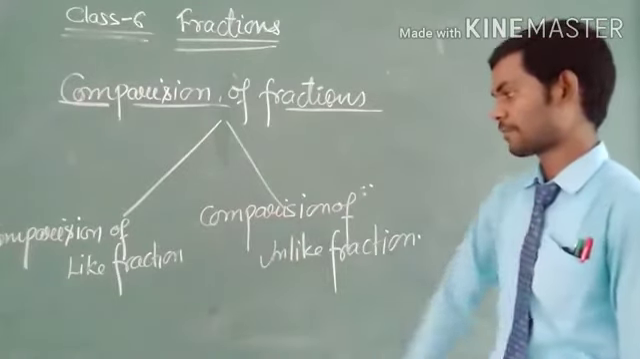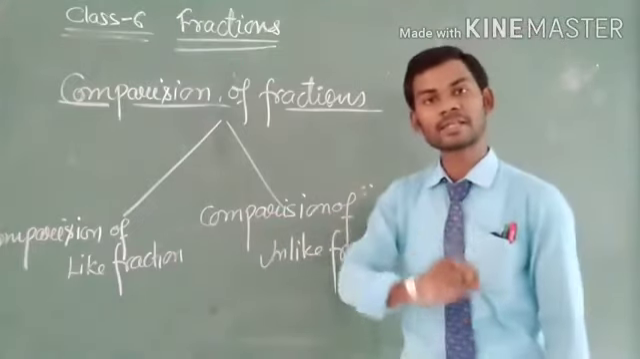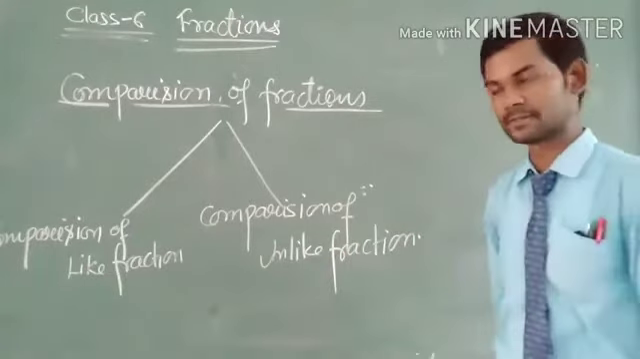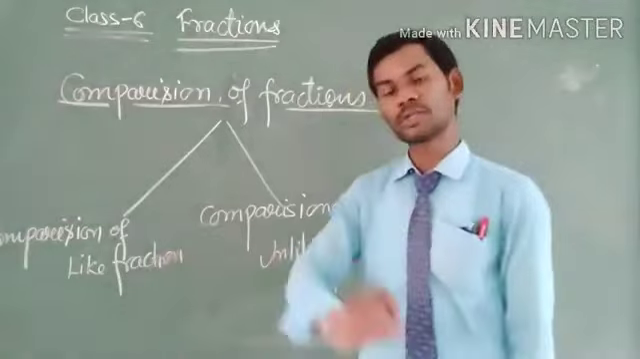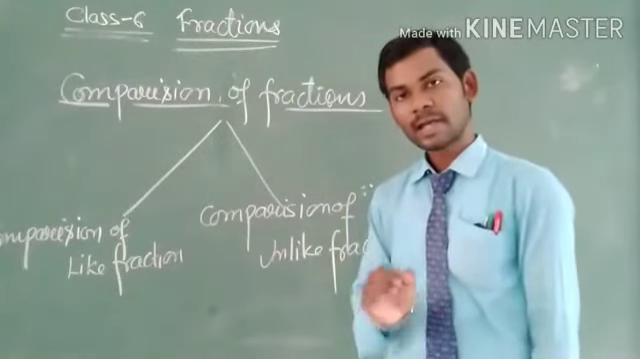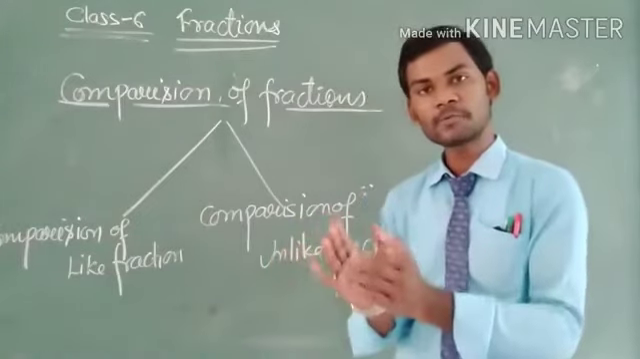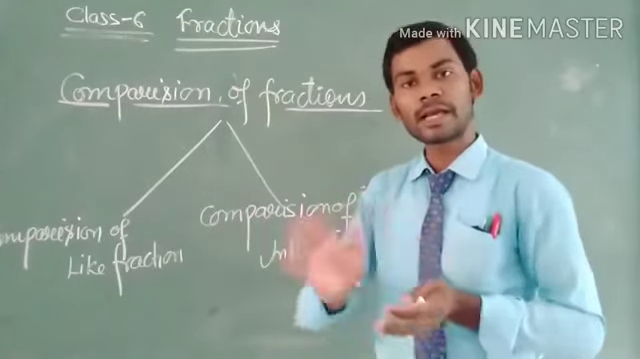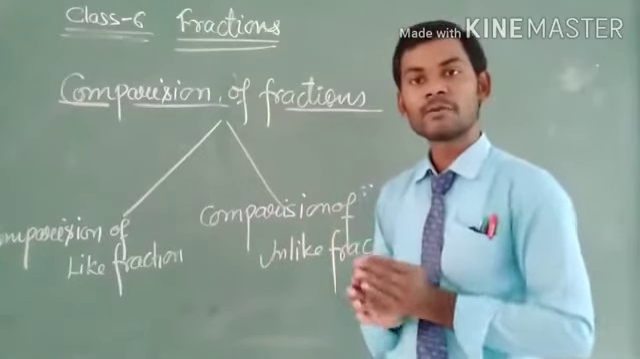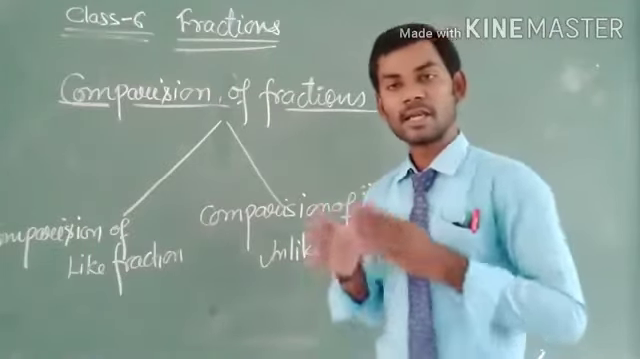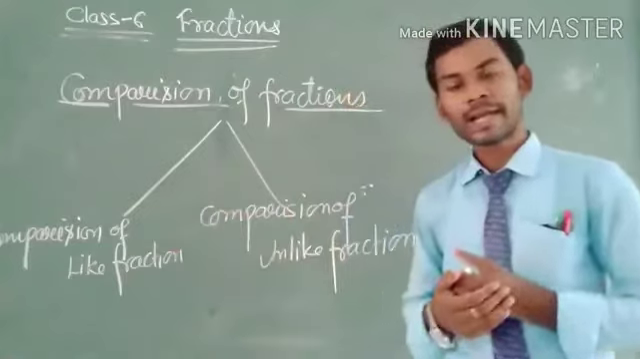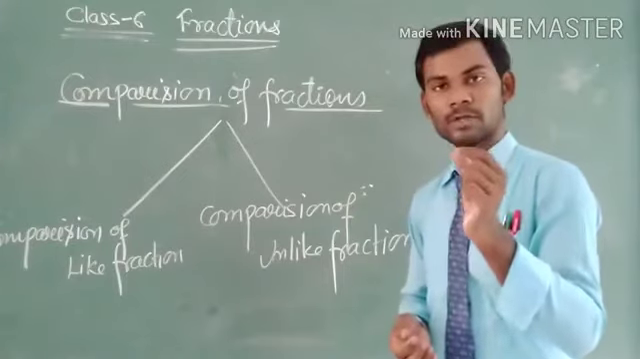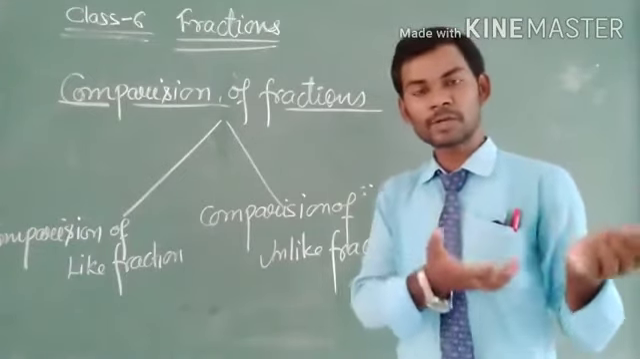Let us see the comparison of like fractions. The comparison of like fractions is too easy in comparison to unlike fractions. Why? Because as we saw in the definition, our complete focus was on the denominator. But when we compare like fractions, our complete focus will be on the numerator. That is, when we compare two like fractions, we just see only their numerators. We don't need to see the denominator because their denominators will be the same.